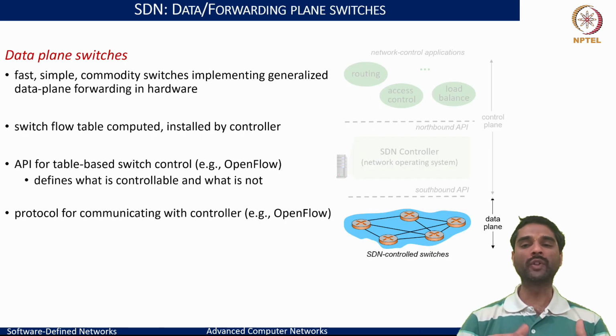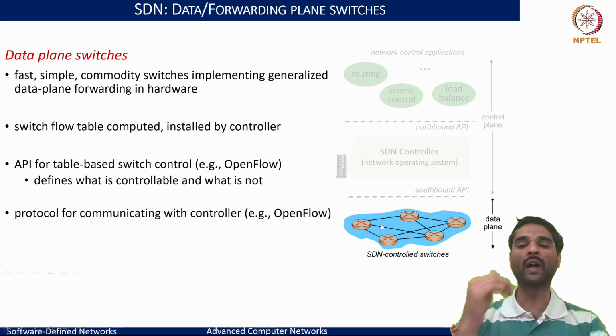Now, if we look at each of these layers and try to understand the core functionalities and aspects of how the SDN layering is built, let us start looking at it in a ground-up fashion. The data plane switches are primarily the lowest components, which basically constitute either the physical or the virtual switches and routers that are connected in a network and controlled by the SDN controller. By this, what we mean is these data plane switches would be fast, simple commodity switches that could be implemented on a generalized data plane forwarding in hardware.